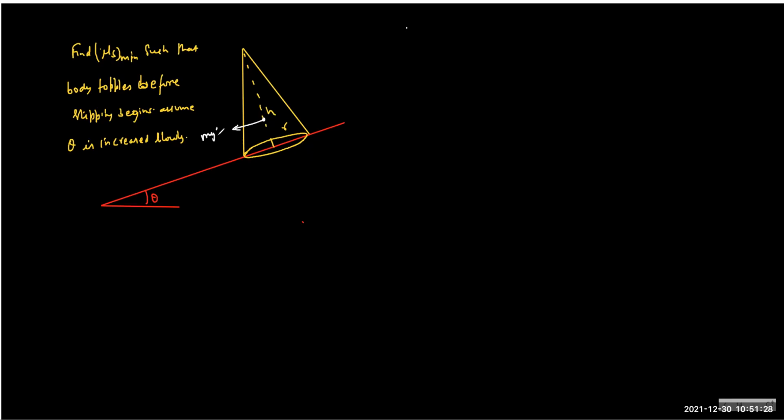mg sin theta is like this, cos is like this, and the normal is like this, and friction like this. So the toppling happens about this point, correct? It will go towards the left, so we can just write mg sin theta into h by 4 equals mg cos theta into r. That's it. So we have the answer: tan theta equals 4 r by h.